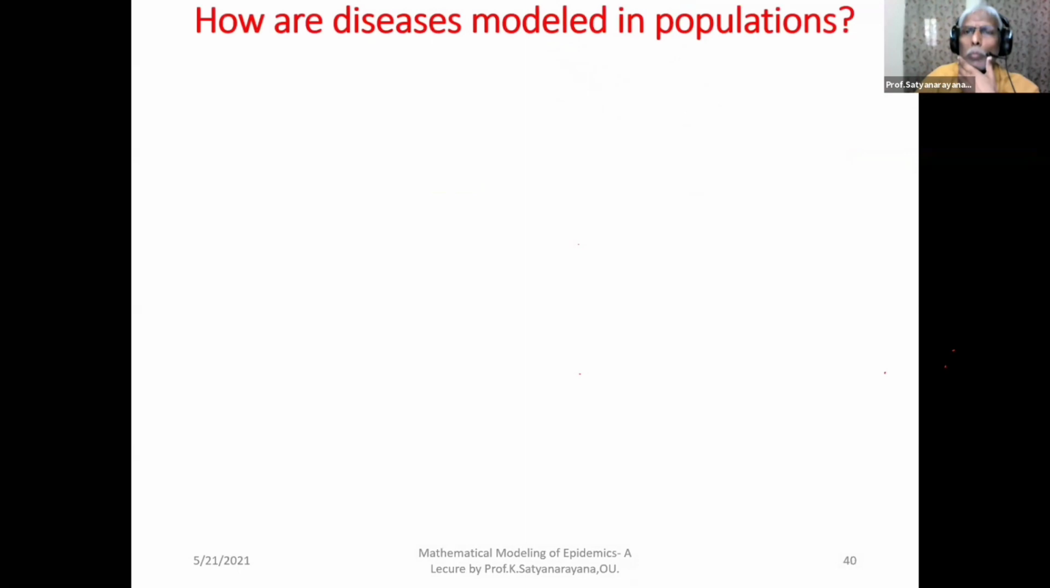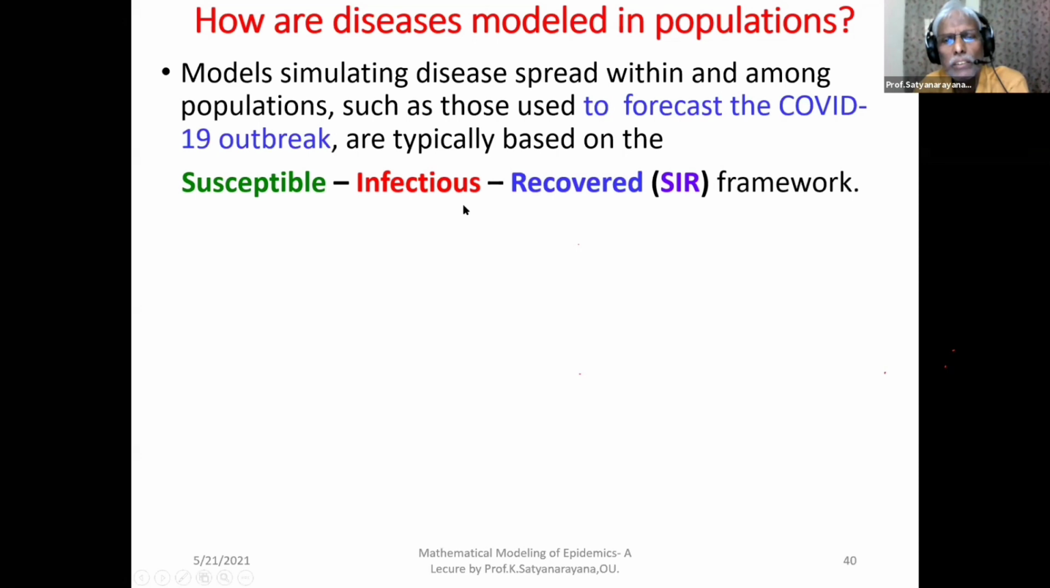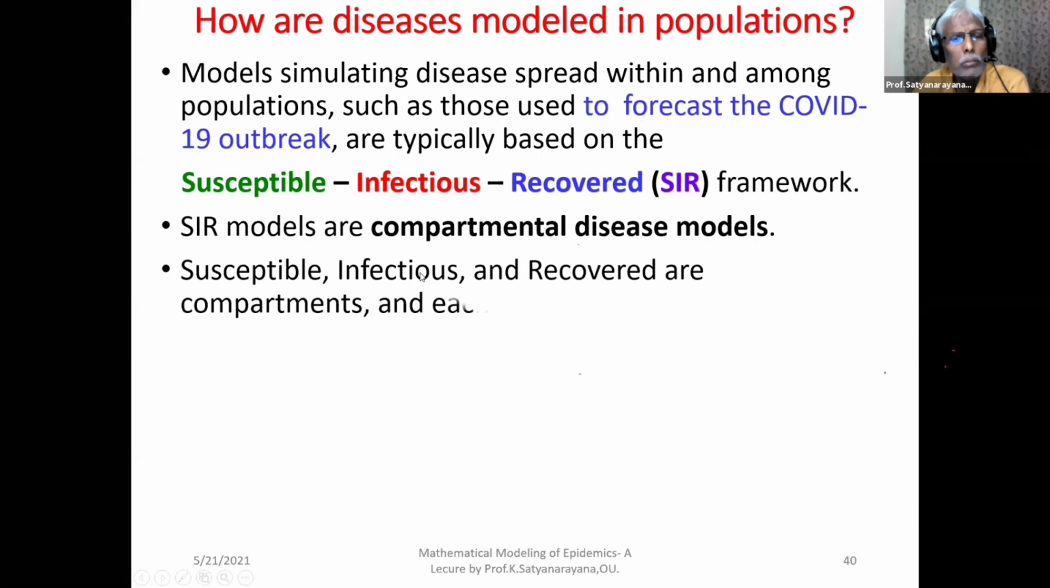How are diseases modeled in a population? Models simulating disease spread within and among populations, such as those used to forecast the coronavirus COVID-19 outbreak, are typically based on the susceptible, infectious, recovered framework. So what are the three compartments? Susceptible, some of them are infectious, and out of them, some of them are recovered. This is the SIR model, or compartmental disease model. Susceptible, infectious, and recovered are the compartments.